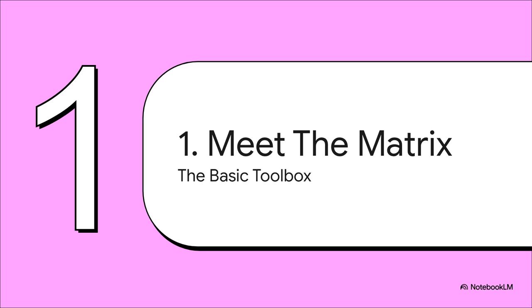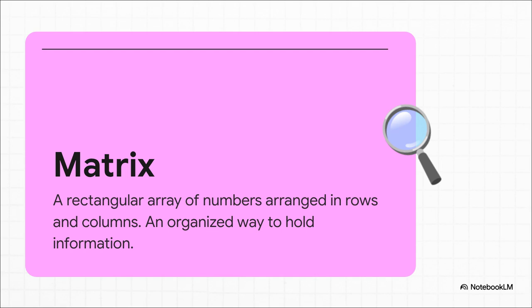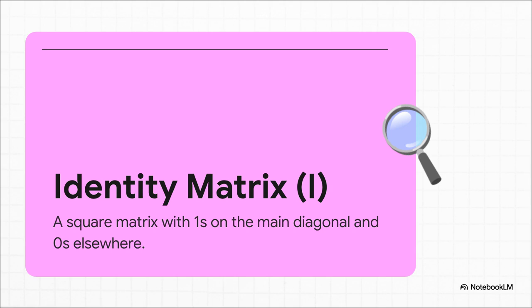Okay, so let's open up the toolbox. Before we can start building anything cool, we have to get to know the tools themselves, right? First things first, let's meet the matrix. At its absolute core, a matrix is really just a box for numbers, a simple grid. But don't let that fool you. By putting information into these specific rows and columns, we can suddenly perform really powerful operations on huge systems of data all at the same time. It's like organized power.